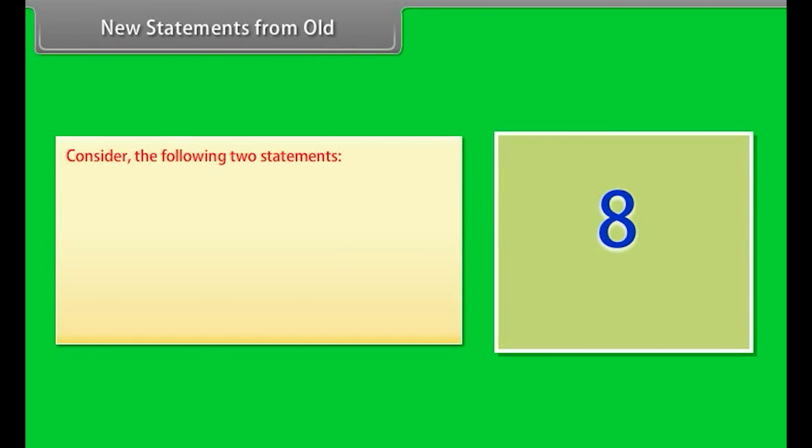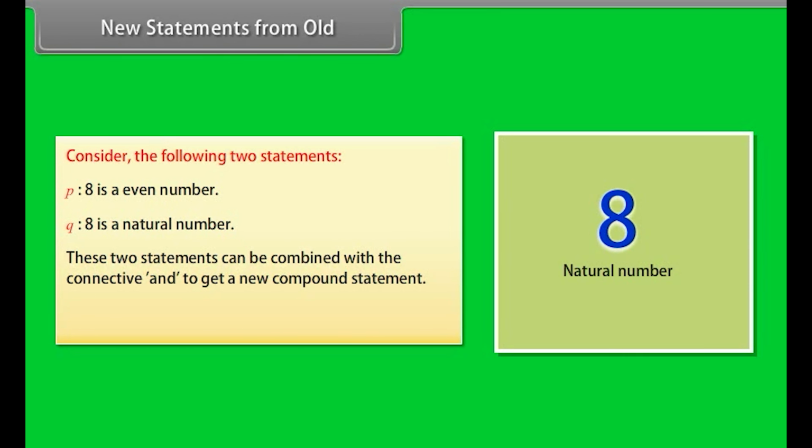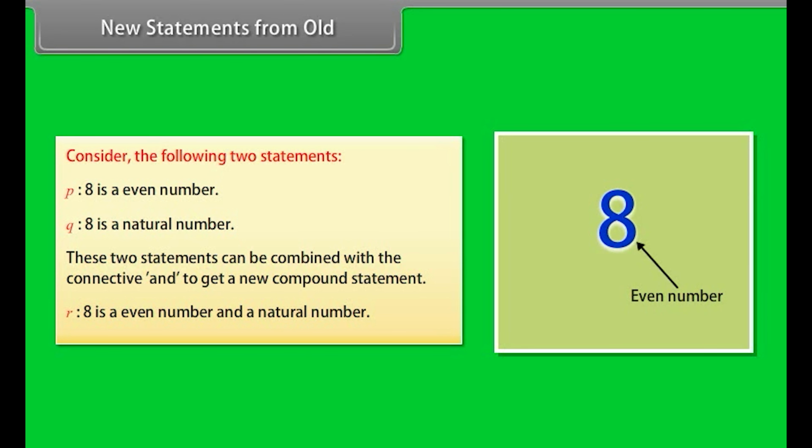Consider the following two statements. P is a statement that 8 is an even number. Q is a statement that 8 is a natural number. These two statements can be combined with the connective AND to get a new compound statement. R is a statement that 8 is an even number and a natural number.